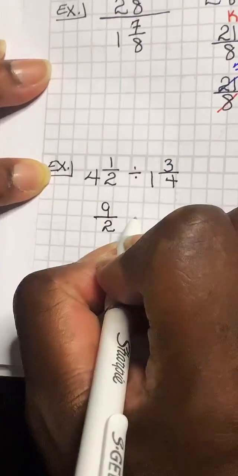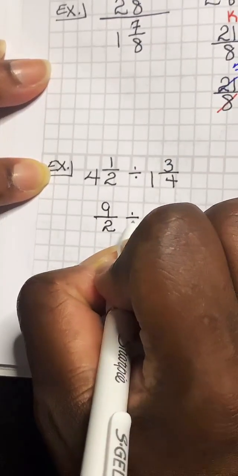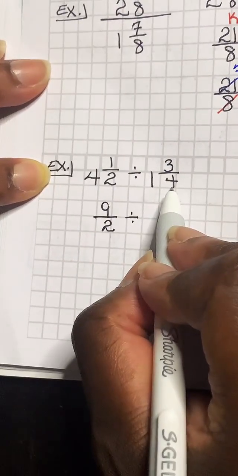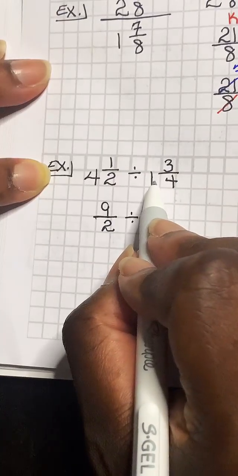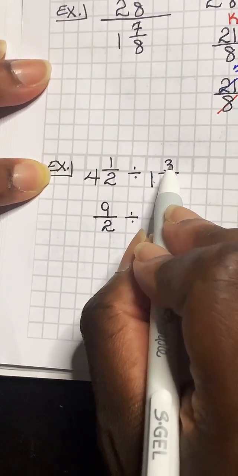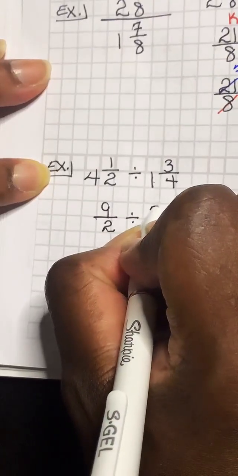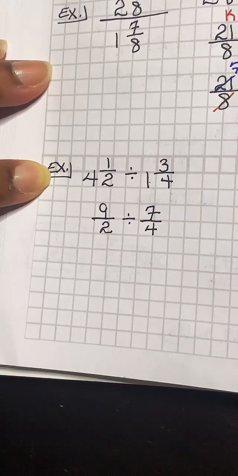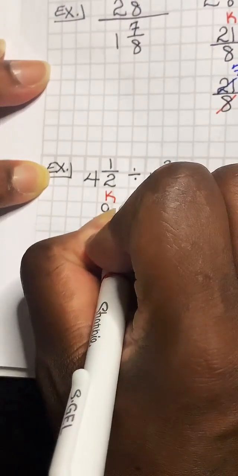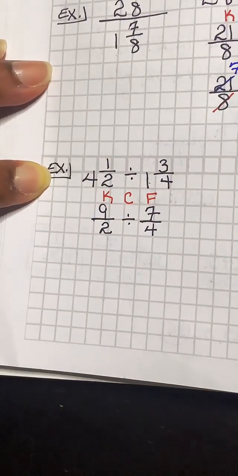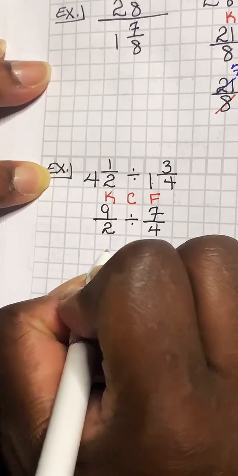I'm going to rewrite everything first. So bring down my division sign. Do the same thing over here. So 4 times 1 gives me 4. 4 plus 3 gives me 7. And you put it over the original denominator, which is 4. Anytime you're doing division, we got our keep, change, flip. So that means this 9/2, I'm just going to rewrite it.